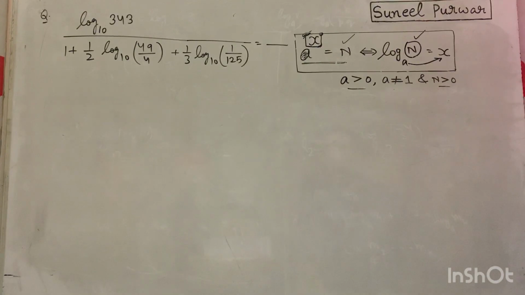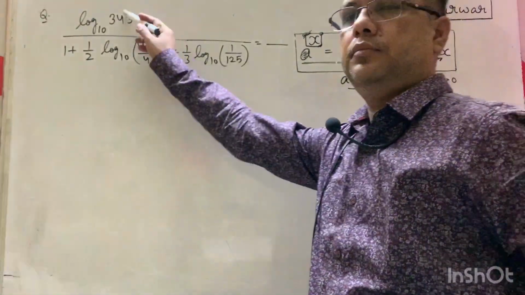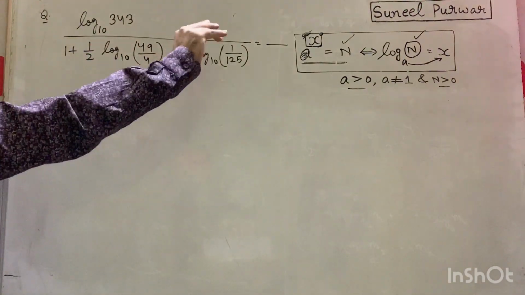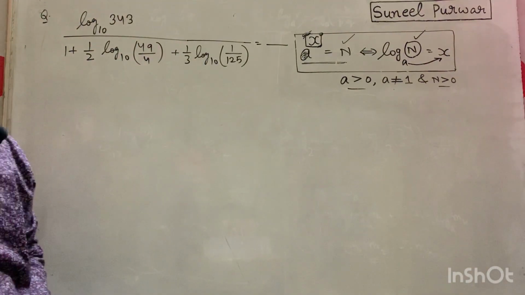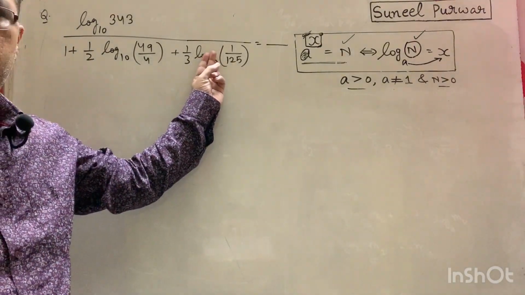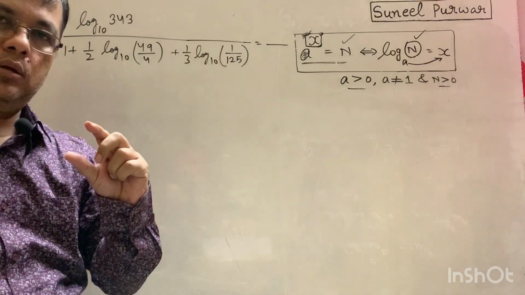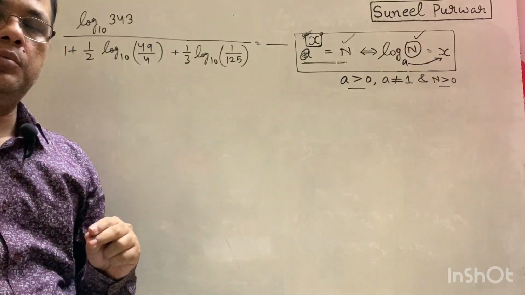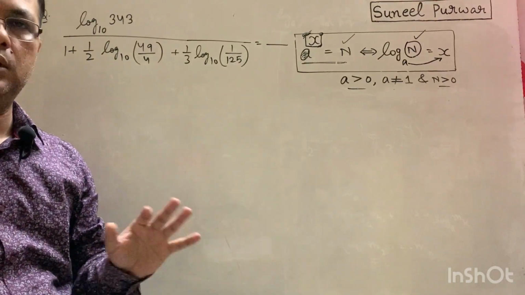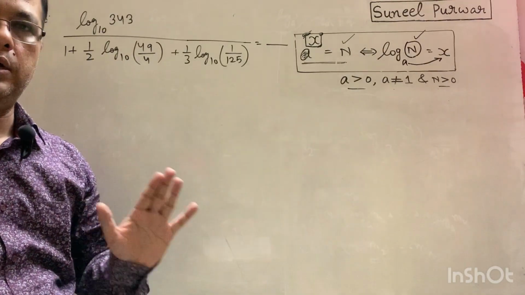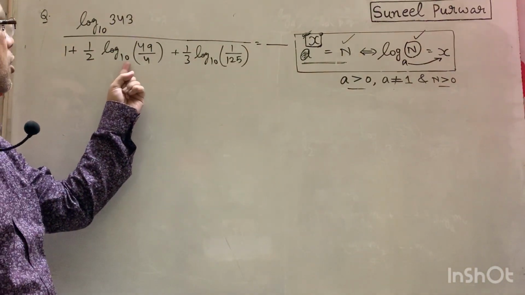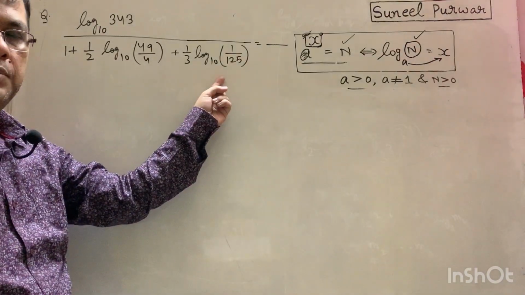Now you see this question. All the logarithms are at base 10. I have told you, even if 10 was not written, you would understand it to be 10, because logarithm base 10 is considered to be the common base. So if in any logarithm the base is missing, it is assumed to be 10. Keep it in mind. Further you see, this is log base 10, this is also log at base 10.